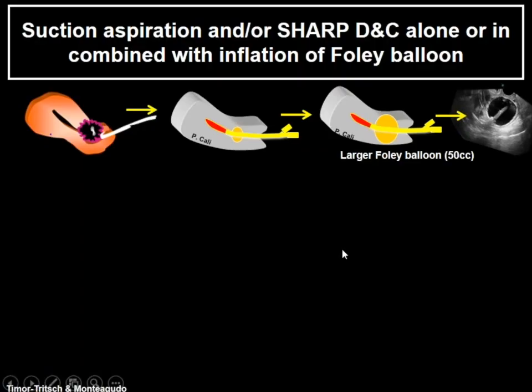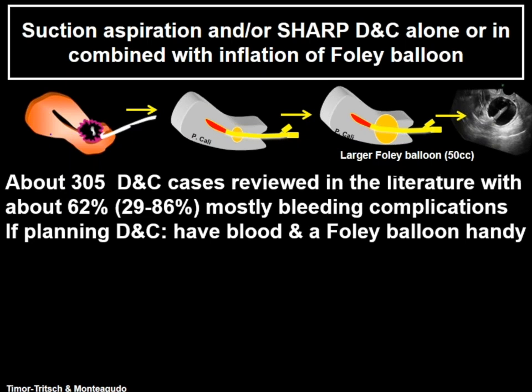Suction aspiration, a very frequently used therapeutic method. Sharp curetting, D&C, alone or combined with inflation of a Foley balloon to stop bleeding. About 305 cases were reviewed in the literature with about only 62% complications, mostly bleeding complications. If you plan for a D&C, have blood and a Foley balloon handy.